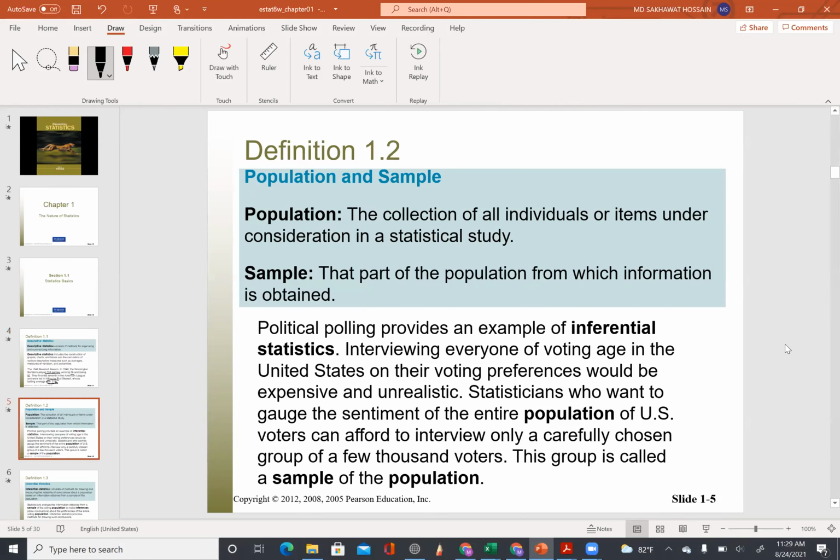Okay, so here is the definition of population and sample. These two terms are really important in statistics. The first term is population and the second one is sample. So what is population? Population is the collection of all individuals or items under consideration in a statistical study. If you want to do a statistical study, the collection of all individuals or items under consideration in that study is called the population.